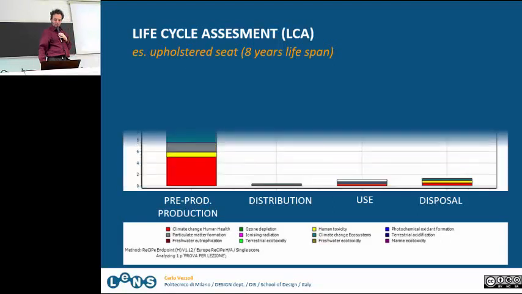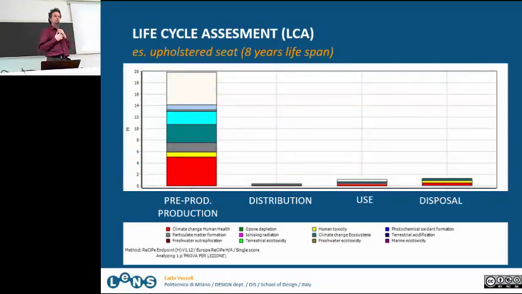Well, yes, someone was true, but you can see that distribution and disposal are really low compared to the other. Many times we really think that disposal is the biggest impact, and distribution, and well, it depends on the product. This is the profile of this product. You will see another one. It can change. And for example, you see there is an impact in the use phase of the chair.